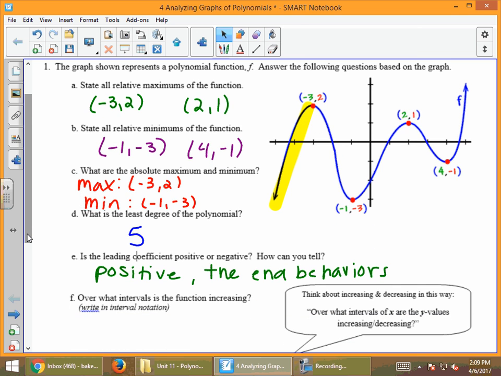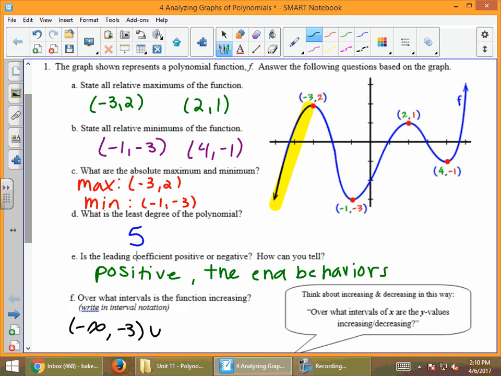So whenever you start on the left side of the graph and there's an arrow, remember we're talking about x values. The left part of our graph, if we go on forever, is what? Negative infinity. So we're starting at negative infinity, and where do we stop increasing? What x value? Negative 3. Let's go find the next increasing interval.